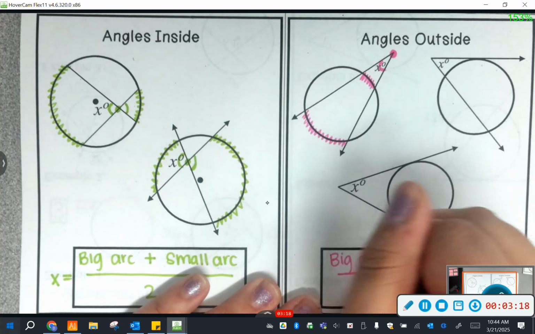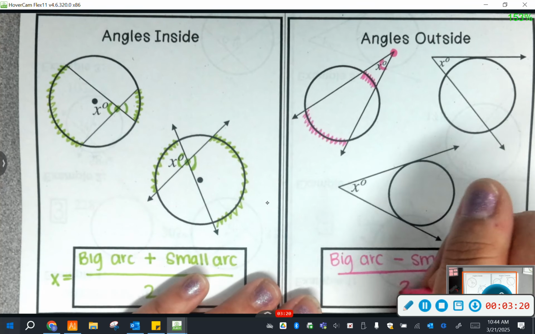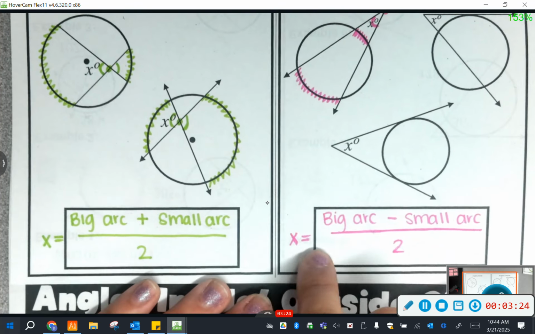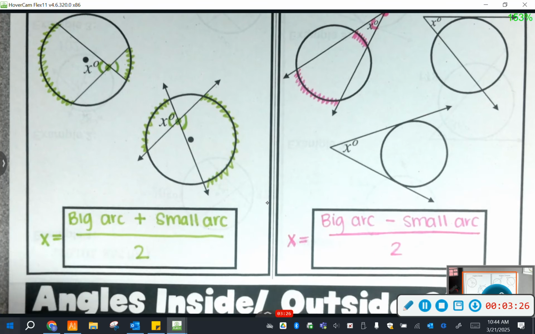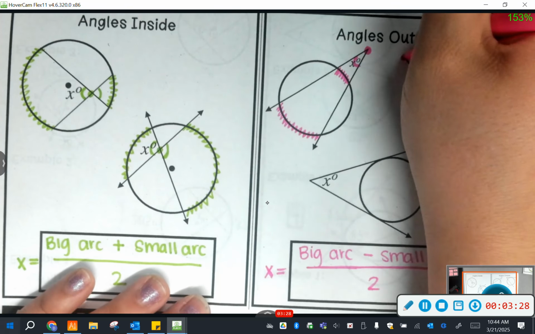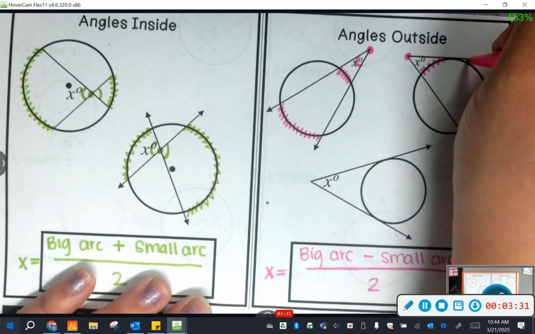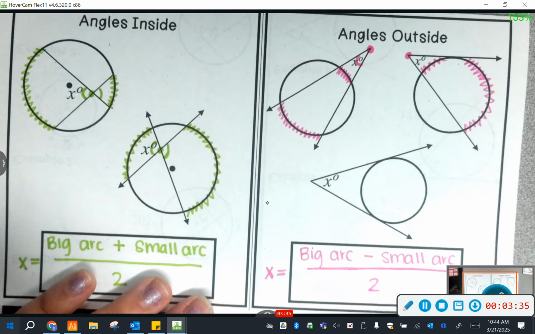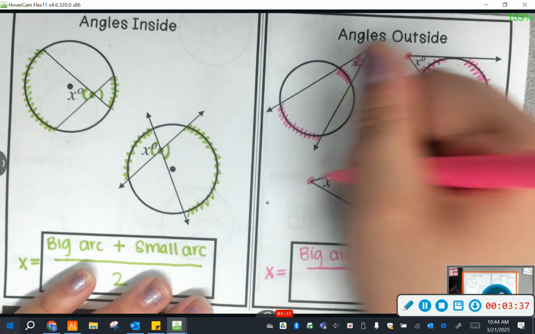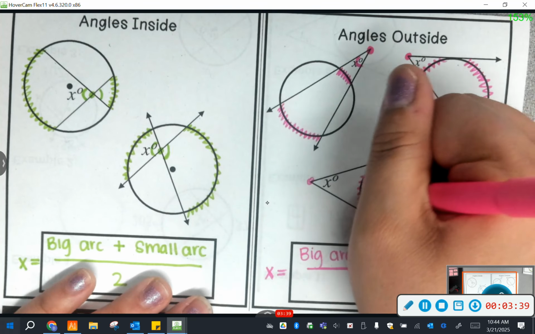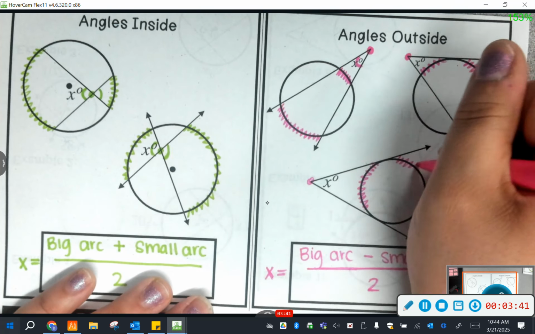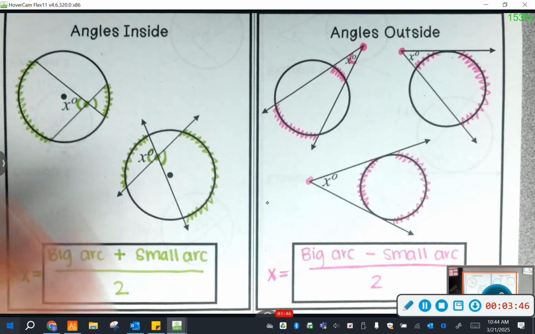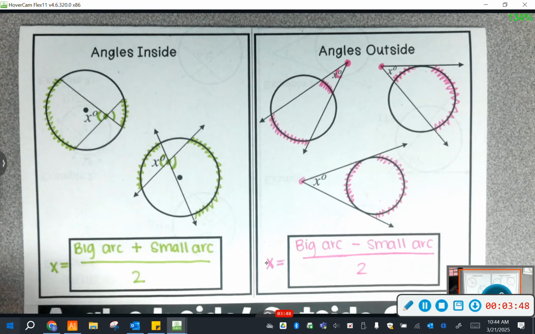I'm hoping these two aren't too difficult. Again, that's what my x is going to equal: your big arc minus your small arc. You're only doing this if they cross outside. You have to do big minus small, otherwise you'll get a negative number. Angles should always be positive.